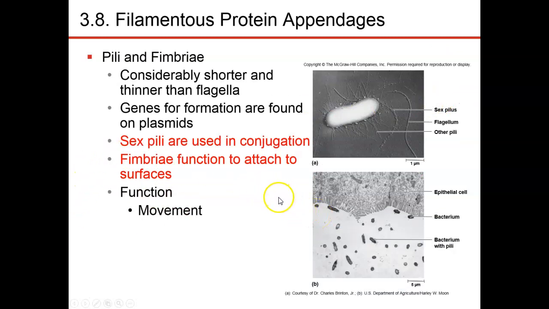Pili and fimbriae. Fimbriae are structures that are found throughout or surrounding the bacterial cell. Fimbriae are typically considered smaller than your pili, and they're both smaller than your flagella.